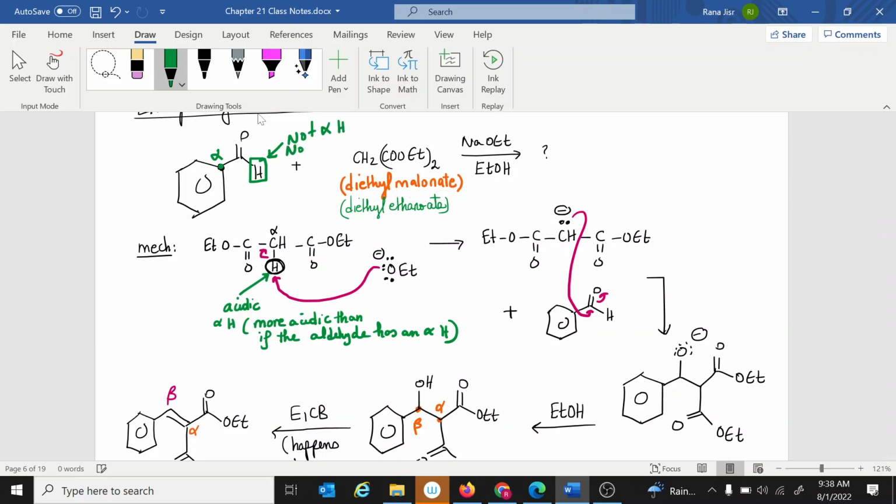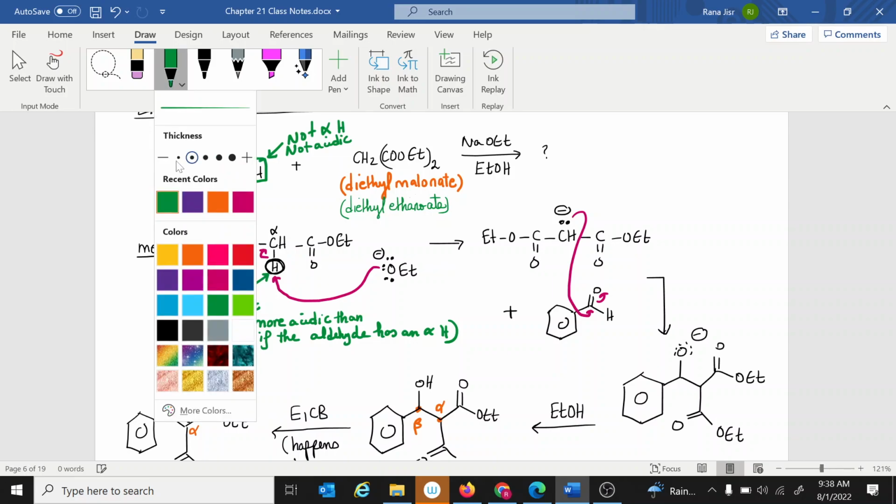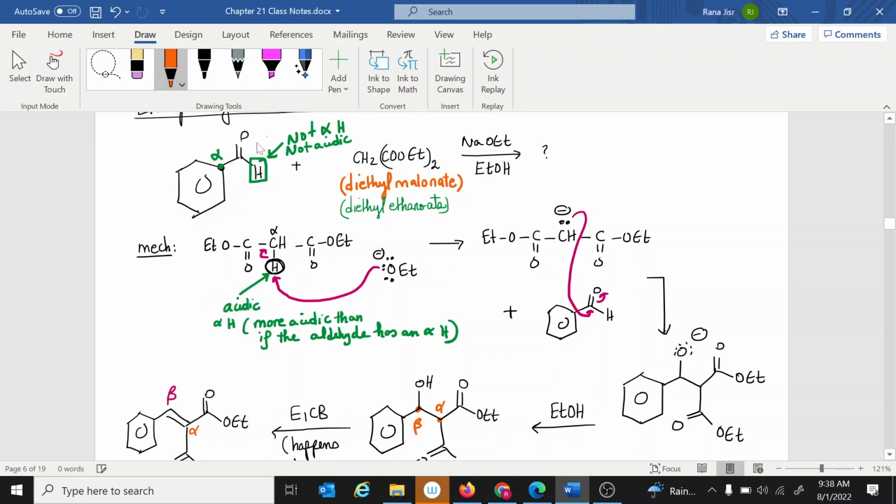It is not acidic. This is a simple hydrogen of the aldehyde. We said this belongs to the sp2 hybrid carbon, and it's very hard to break the bond between the sp2 carbon and the hydrogen. So the base can never take it. But again, if your aldehyde has an alpha hydrogen, the diethyl malonate has the alpha hydrogen, please take the alpha hydrogen between two carbonyls. It's way more acidic than the alpha hydrogen of the aldehyde.